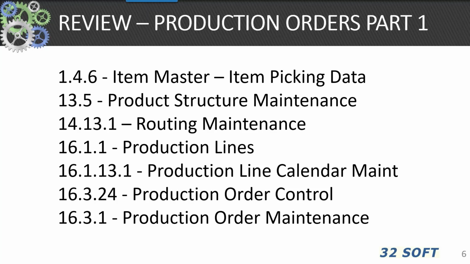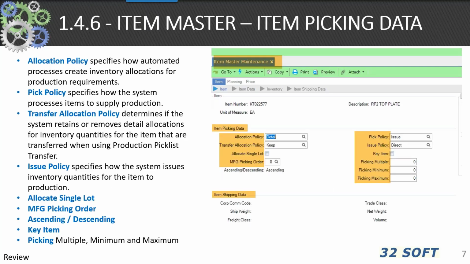We talked about the production order control, 16.3.24, and spent a fair amount of time on 16.3.1 talking about order dates and quantities. In part 1, we covered probably the most important aspect of the new settings in the production orders, and these settings we can find in 1.4.6, 1.4.16, the item site inventory, and the picking item frame. The first is this allocation policy.